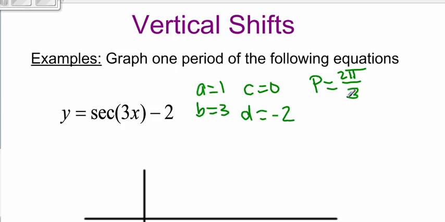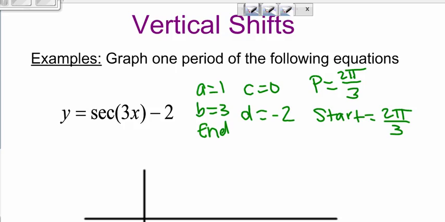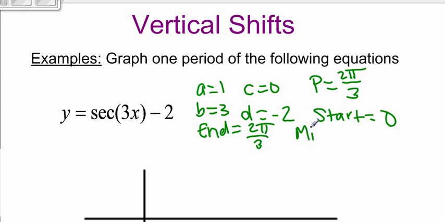And then my start is going to be 2 pi over 3. My end is going to be, oops, my start is 0. I apologize. My end is 2 pi over 3. My start is 0. My end is 2 pi over 3. And my middle is going to be pi over 3. Okay?